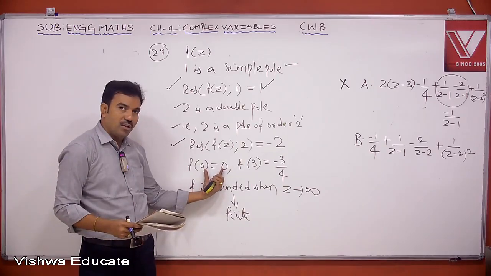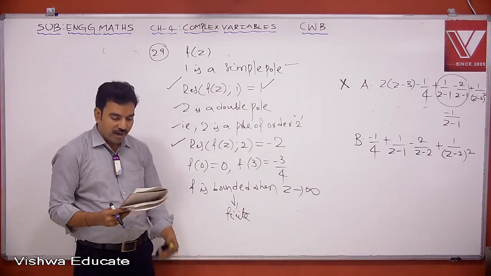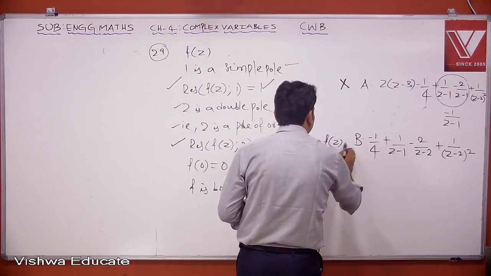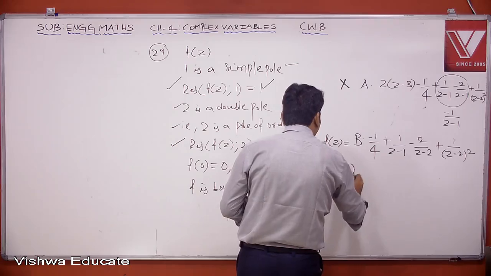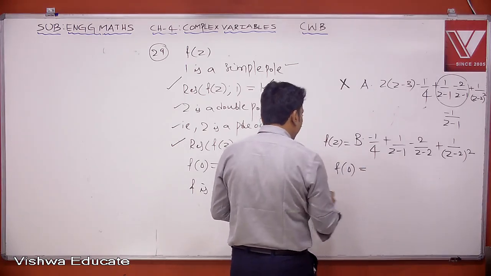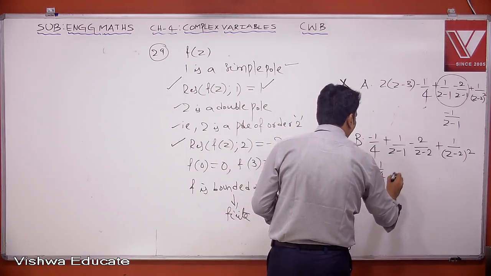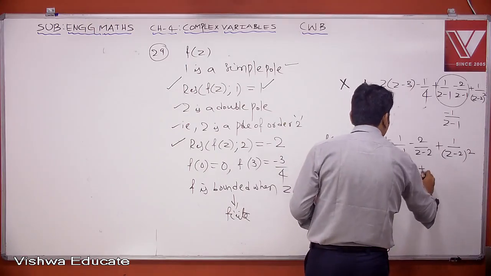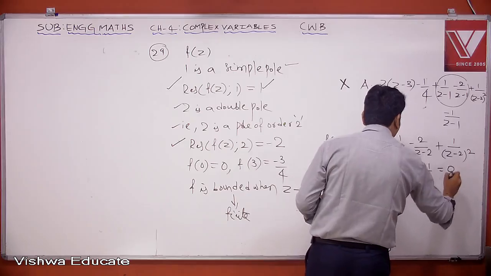F of 0 is 0 and f of 3 equal to minus 3 by 4. So suppose this is f of z. Then replace z by 0. F of 0 is minus 1 by 4 minus 1 plus 1 plus 1 by 4. Yes, we were getting 0.